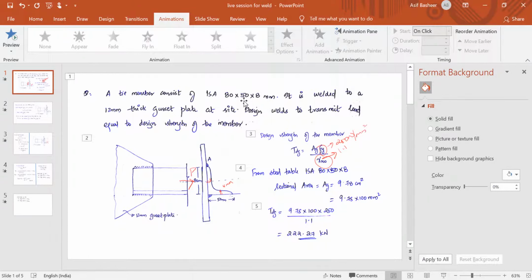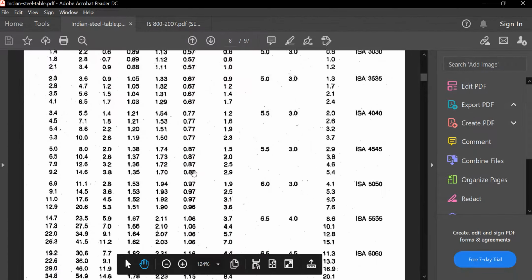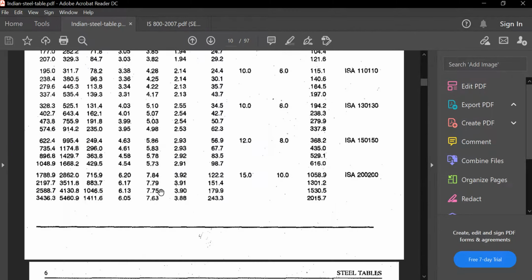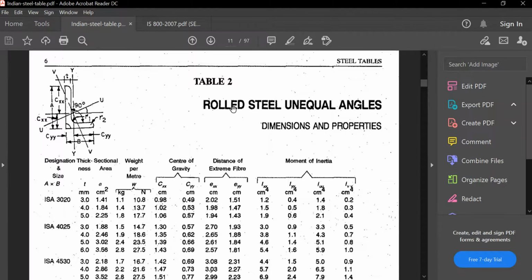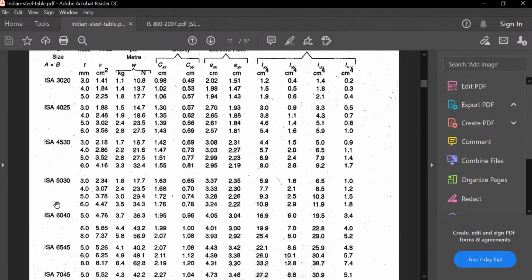One leg is 80 mm and the other leg is 50 mm, which means this is an unequal angle section. So you need to go down. This is also an equal angle section, rolled steel equal angle. This is also an equal angle. So here comes the rolled steel unequal angle. The designation is A by B, that is ISA 30 by 20, 40 by 25, and it goes like this.